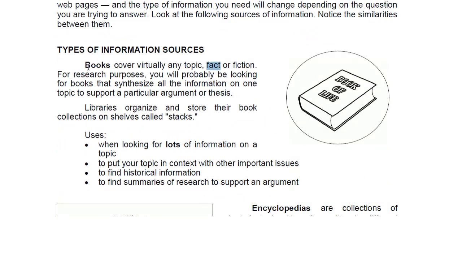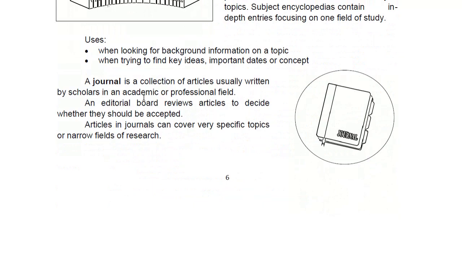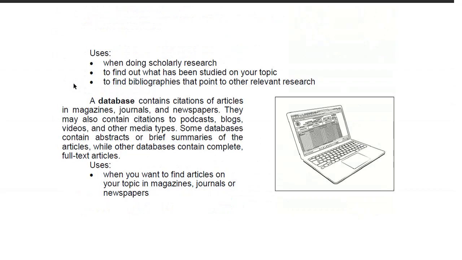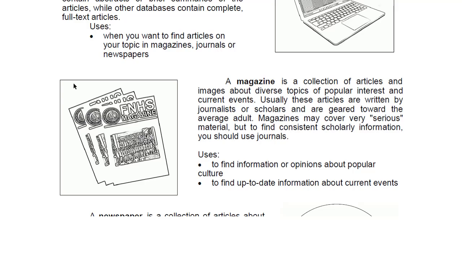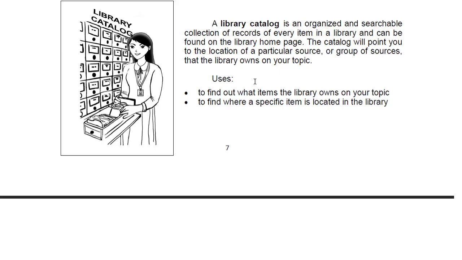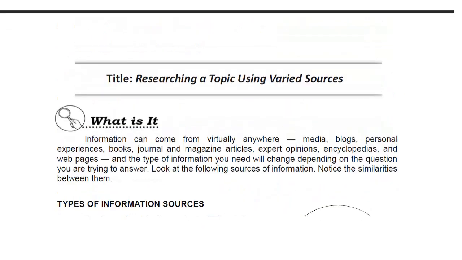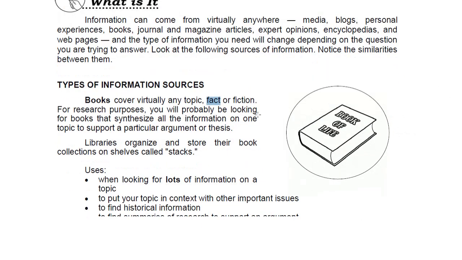First, we have the book. You are all familiar with the book, followed by encyclopedia, and this is how an encyclopedia looks like. We also have here journal, followed by database, magazine, and newspaper, plus library catalog. And of course, the most famous, the internet. Okay, let us go back with the book.